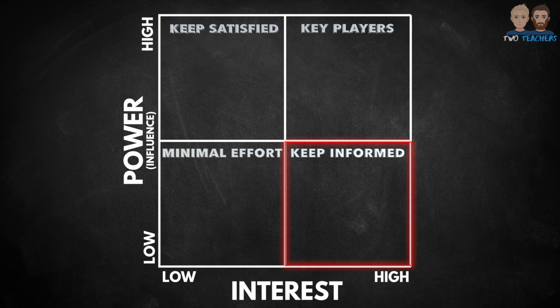Stakeholders in the keep informed category have high interest but low influence. They care about the results but don't have decision-making power. You need to keep these engaged with updates and communication to maintain their enthusiasm and support. Stakeholders who have high influence but low interest are placed in the keep satisfied category. They may not be heavily invested in the details, but their support or approval is essential for the project's success. Focus on meeting their needs and keeping them in the loop without overwhelming them.